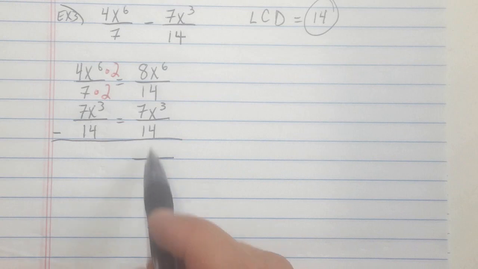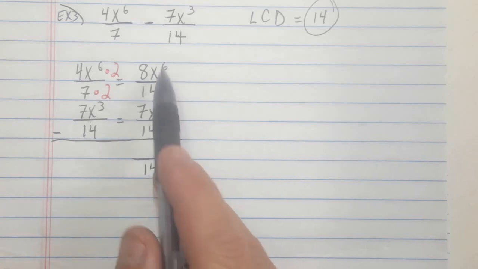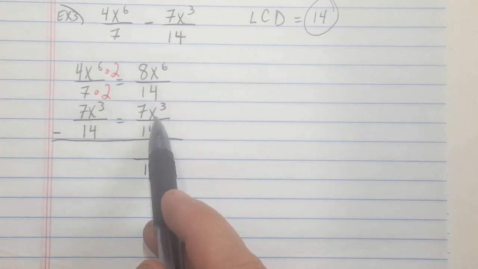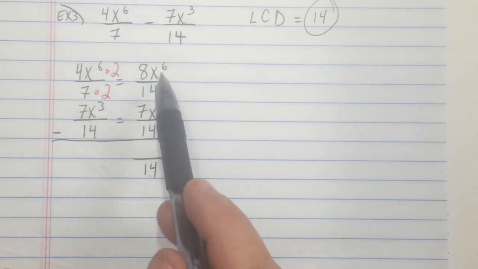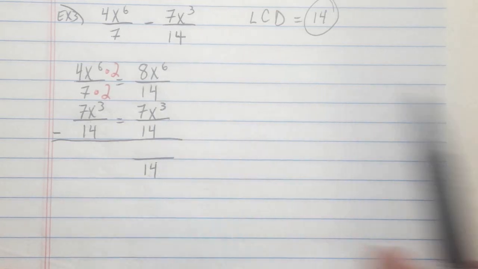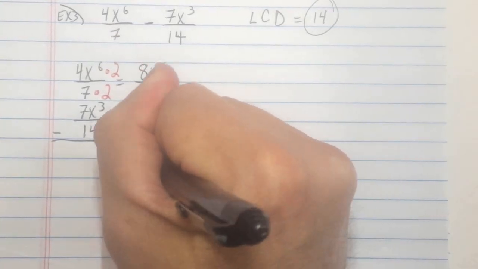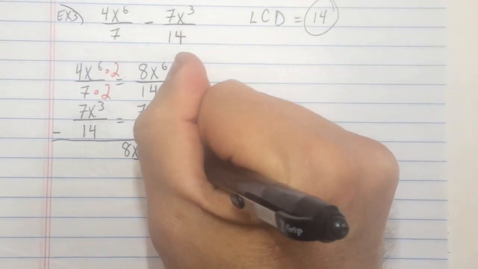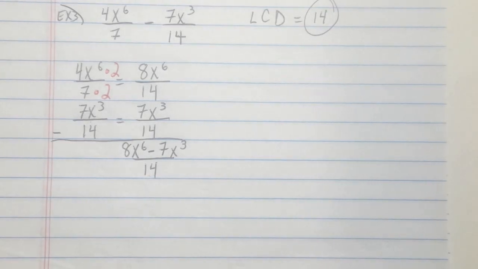So again, our denominator, we've already kind of established the LCD is 14, and we are adding our numerators together. And again, these are unlike terms because this is x to the 6, but this one is x to the third. To be like terms, they not only have to have the x variable, they have to have the same exponents. Okay, so if they are unlike terms, all you do now is just write 8x to the 6, and make sure you put the subtraction sign, minus 7x to the third, and you are done. There's nothing that we can simplify beyond that. Okay?